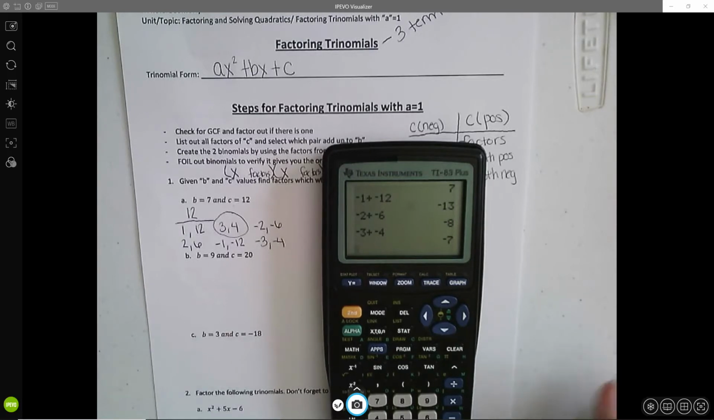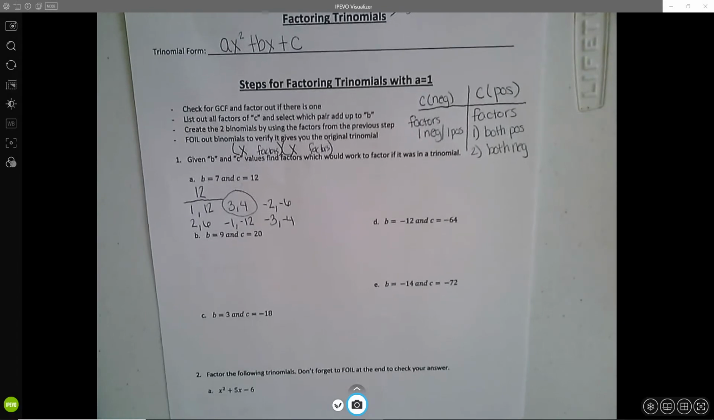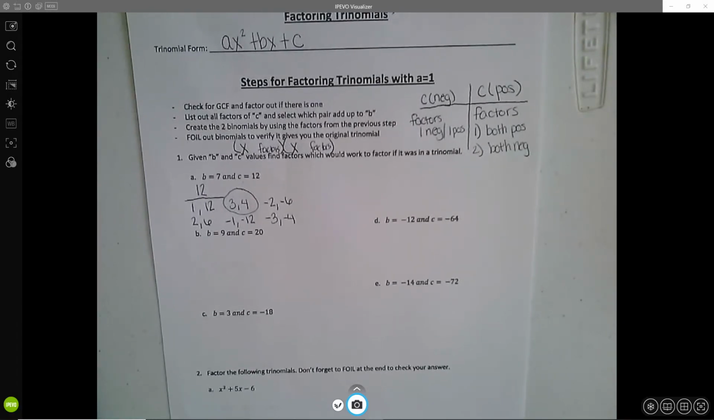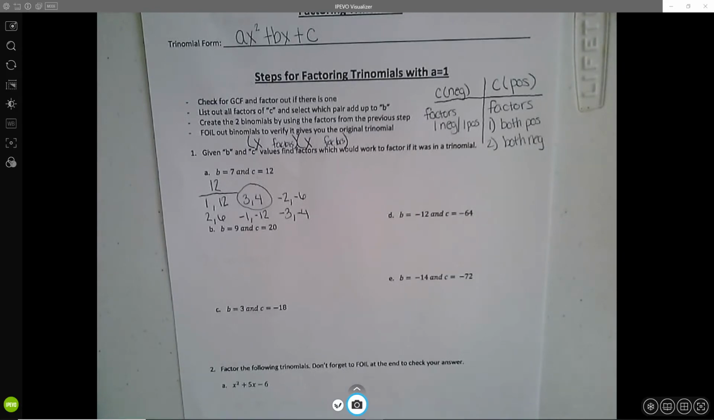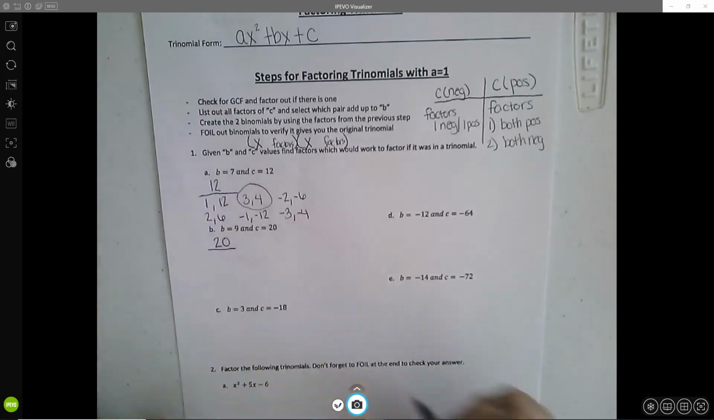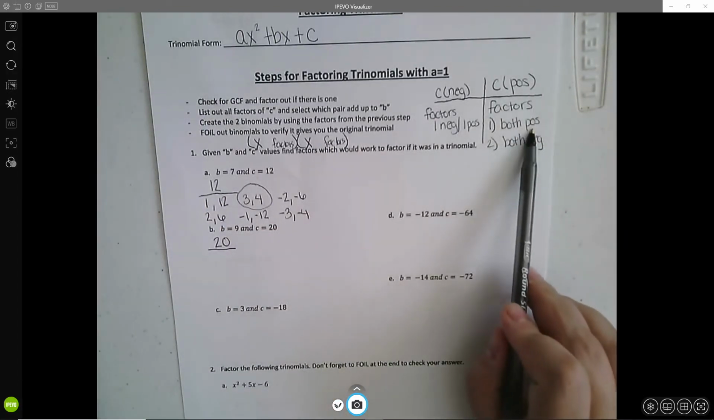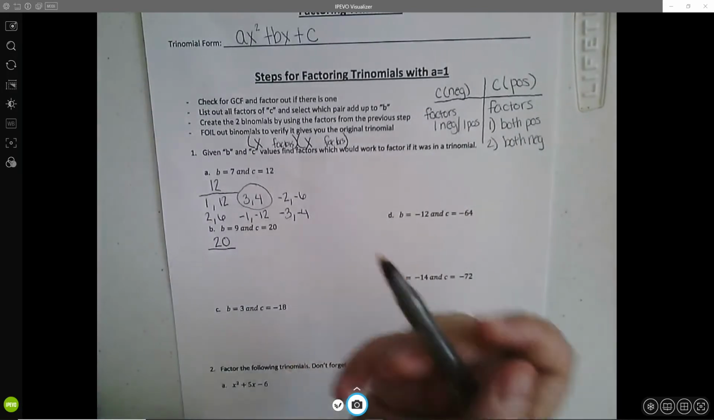Okay, now let's go down here to B. My B equals 9, C equals 20. Always start with your C value. List your factors for that C value. Since C is positive, I'm going to list factors where they're both positive and they're both negative.